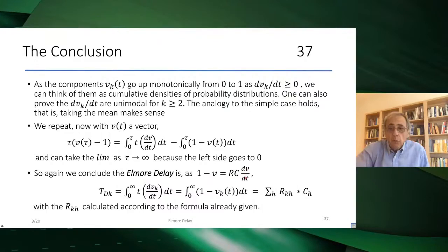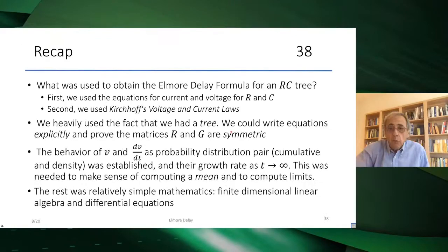V at 0 is 1, V at infinity is... V at 0 is 0, sorry. V at infinity is 1. We saw the explicit expression for the matrix RC, that is this. So we calculated the Elmore delay completely, and we completed the analogy to a probability distribution.